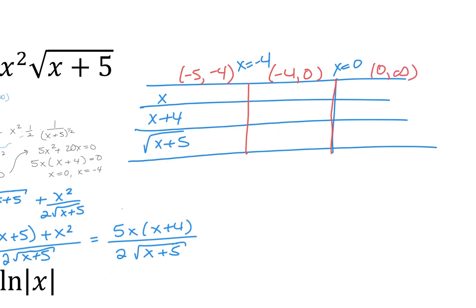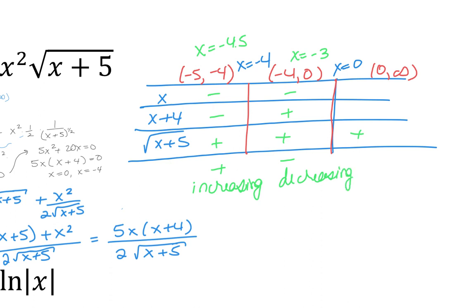So now I have to choose something in this interval, so I'm going to use -4.5. -4.5 will make this negative, and this will always be positive because the square root has to be positive. So I'm just going to put positive all the way across those rows. This gives me a positive, so we know we are increasing on that interval. Let's choose something in here. Let's choose x equal to -3. This is negative, this is positive, this is negative, so we are decreasing.